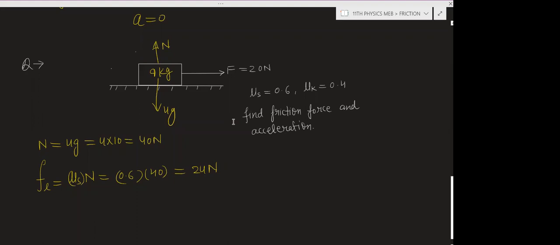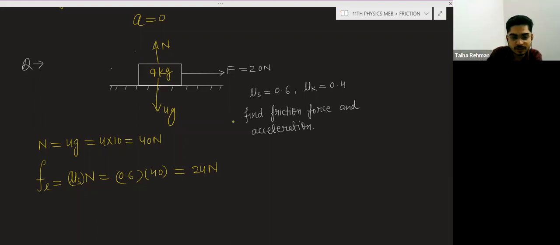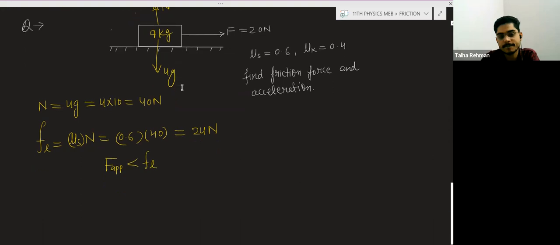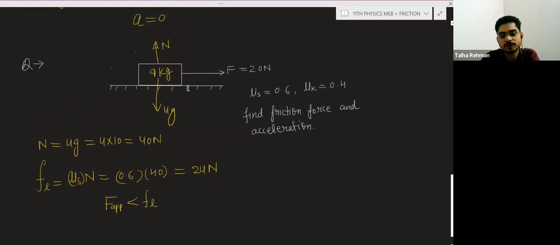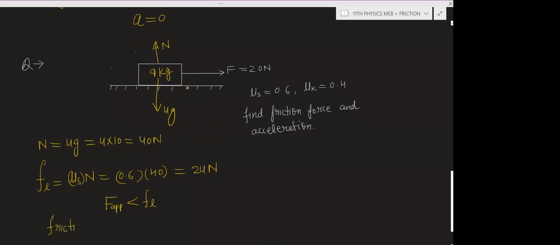Sir, it will not move. Very good, it will not move, because the applied force is less than the limiting value of the friction force. So what will be the value of the friction force on this block? 24 Newton. What will be the friction force, if I am asking? 20 Newton. Very good, 20 Newton.